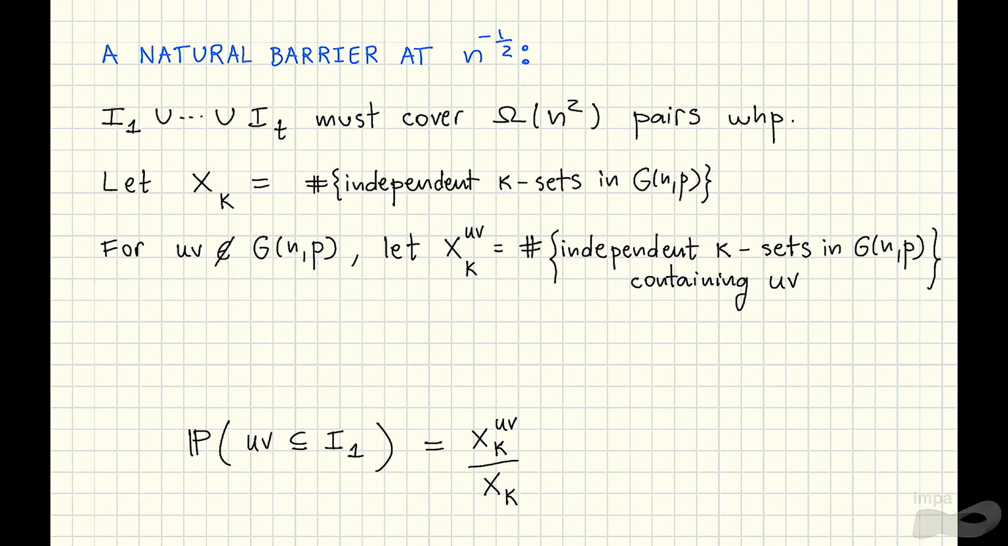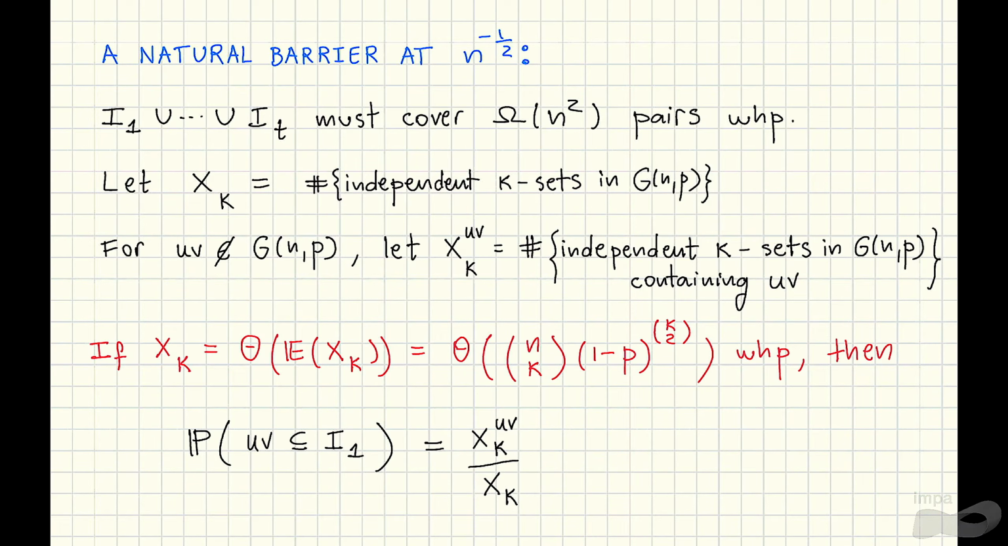So what is the probability that UV is contained in the first independent set which is chosen uniformly at random? It is just the ratio between these two variables, right? And how can you calculate this? Well, we don't have so many strategies. The only strategy essentially is to say, well, we expect these variables to be concentrated around the expectation. And then if they are concentrated, this is just the ratio between the expectations, and we can calculate this very easily.